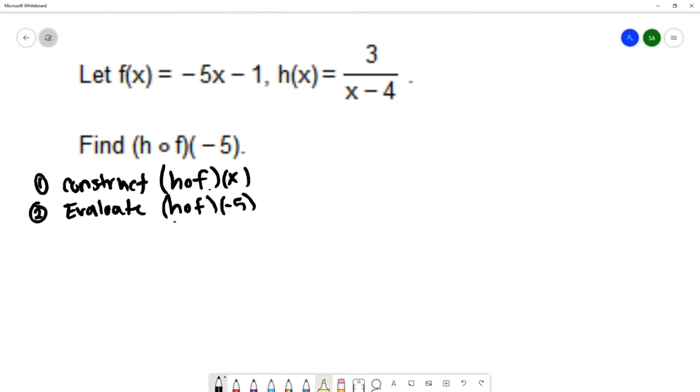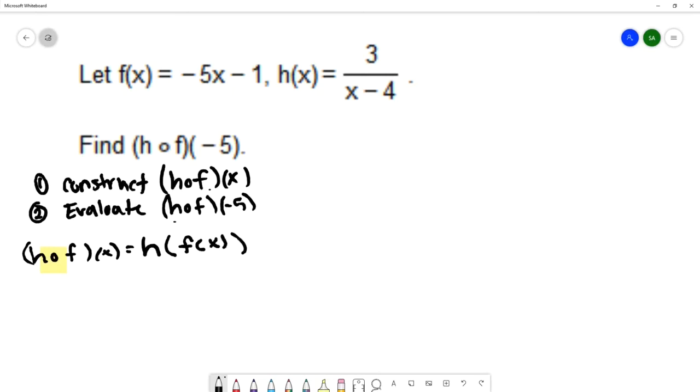So in order for us to construct this function, h composed with f of x, we have to know what that operation of composition actually means. And that operation of composition is when you substitute one function inside of another function. So for this one, it means h would be the outside function because it's written in front of the composition symbol, and f will be the inside function because it's written after the composition symbol.